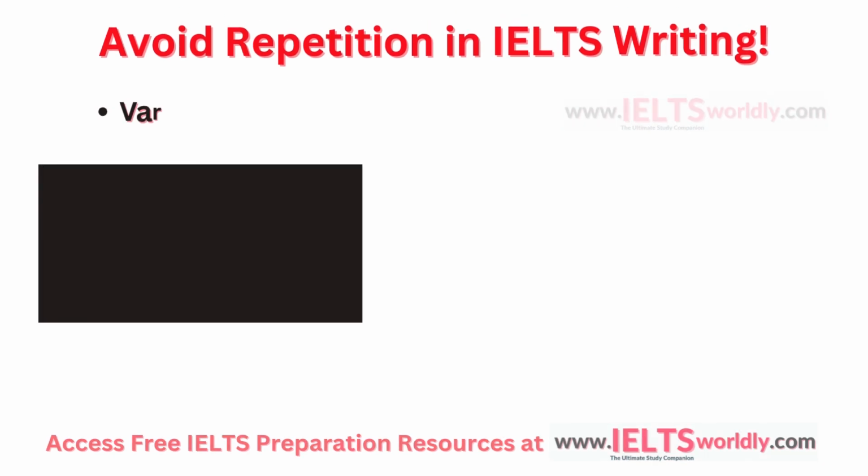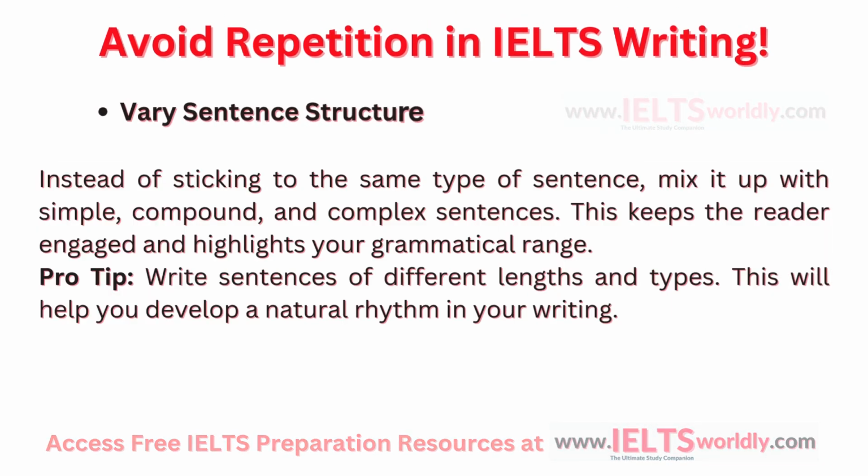Tip 5, vary your sentence structure. Instead of sticking to the same type of sentence, mix it up with simple, compound, and complex sentences. This keeps the reader engaged and highlights your grammatical range. Pro tip, write sentences of different lengths and types. This will help you develop a natural rhythm in your writing.